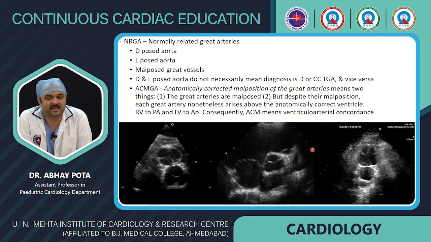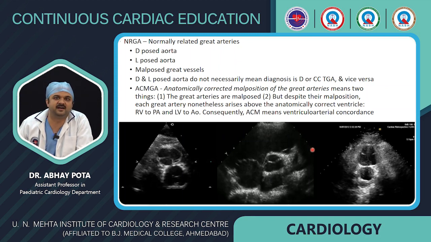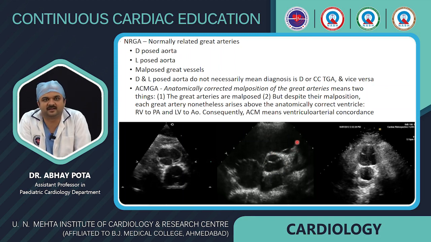Next is, what is NRGA? Normally related great arteries. As can be seen in this middle picture, the aorta is central and the PA is left and anterior. This is anterior, this is posterior. This is left, this is right. So the aorta is central, PA is left and anterior. That is normally related great arteries.